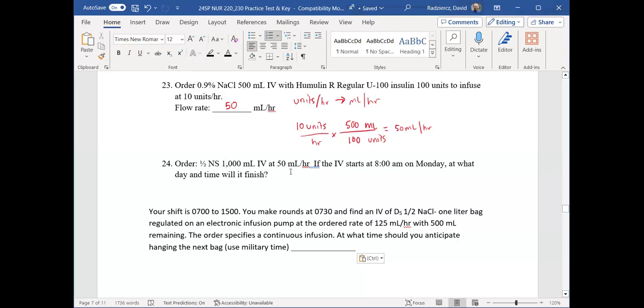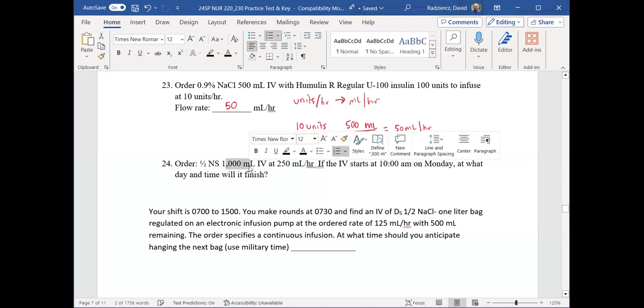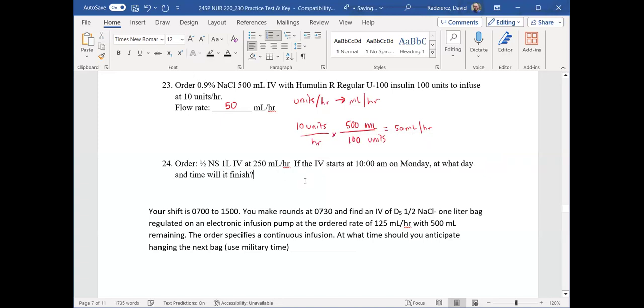Probably would be better if I said this was infusing at 250 milliliters. And if it started at 10 a.m. on Monday, what day and time will it finish? And now we have a little bit more. So go ahead and try this one. So we have 1,000 milliliters, so we have a liter IV. I'm actually even going to change it to 1 liter just to add a little extra fun to this. So you have a 1 liter IV. It's infusing at 250 milliliters per hour. It starts at 10 a.m. on Monday. What day and time will it finish? And then just type your answer into the chat.